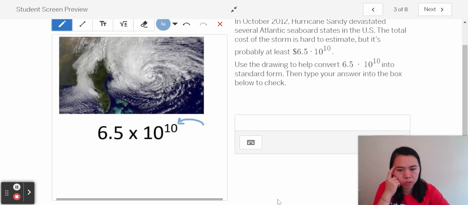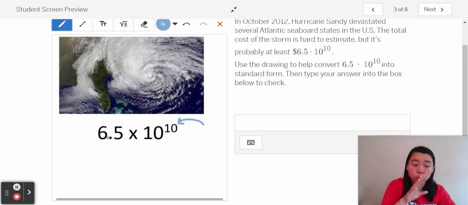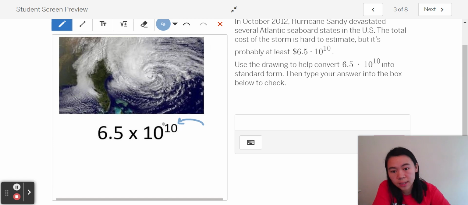It's a positive exponent, so I know it's going to be a very large number, large as in greater than 1. This also means I'm going to move my decimal place to the right, because as I move it to the right, the larger my number gets. 10 jumps. So this exponent will also tell you how many place values to move. So you can move your decimal place 10 place values.